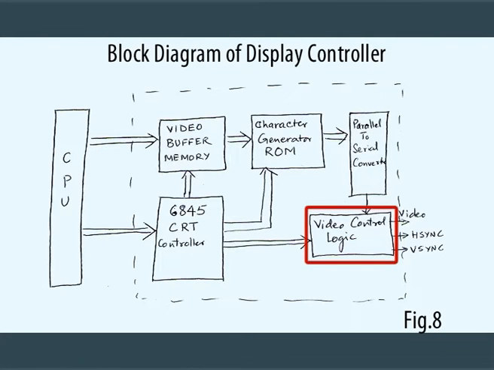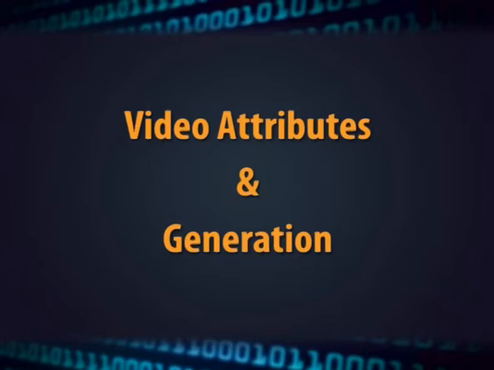5. Video control circuit. This circuit uses shift register output bits to turn on and off the video signal on CRT screen. The row bits are further modulated here by a number of attributes such as inverted video, underscore, blank video or blink video. 2.4 Video attributes and generation.